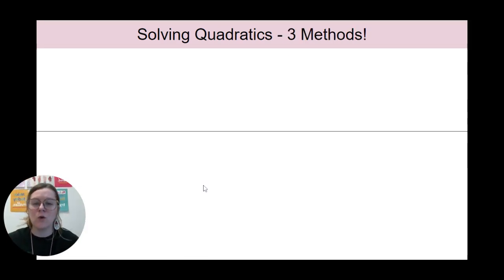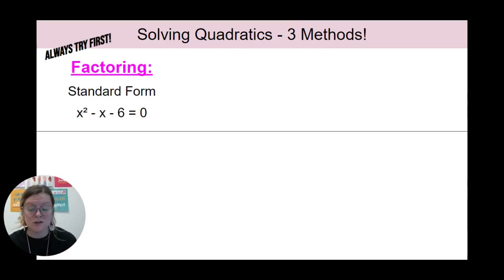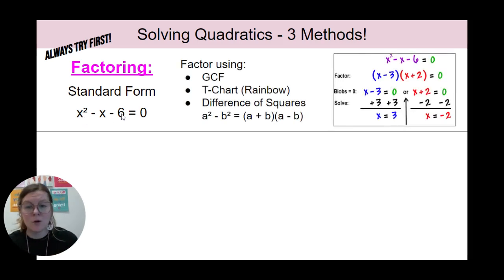Okay, so when we're solving, there are 3 different methods. Again, we're going to talk about factoring, and we always want to see if we can factor first. A good indication we can use factoring is that it is in standard form. We have the x squared, the x, and then the number. Remember, when we're factoring, we have all those good things. We can always start with our greatest common factor.